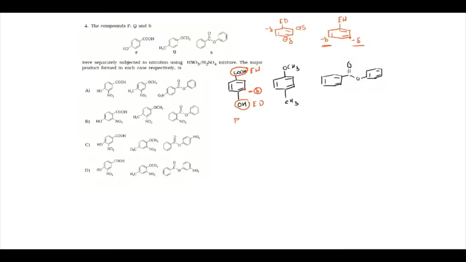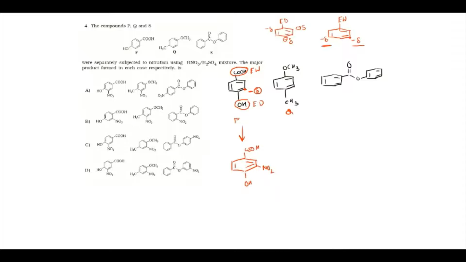So both groups, that means the OH and the carboxylic acid group, are increasing the electron density at this position. So nitration will happen here. If I subject this molecule to nitration, we will get a product like this: carboxylic acid, OH, NO2. Fine. Now our next substrate, that is substrate Q.